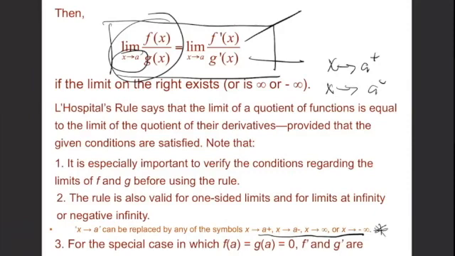For the special case in which f of a is equal to g of a equals 0, f prime and g prime are continuous and g prime of a is not equal to 0. So, you should satisfy this too. These are the notations that you should remember, okay? So, class, this is really L'Hôpital's rule.